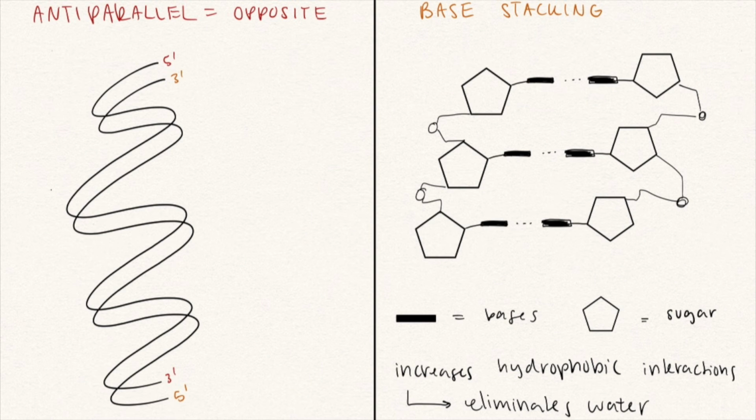The bases pair in a way that their sugar molecules are opposite to each other, and the bases themselves are perpendicular to the backbone. The perpendicular orientation is called base stacking, which maximizes hydrophobic interactions to keep out water, and this is the main stabilizing force in DNA.